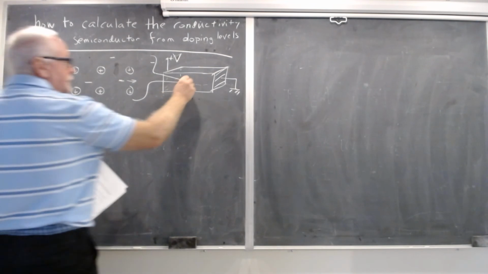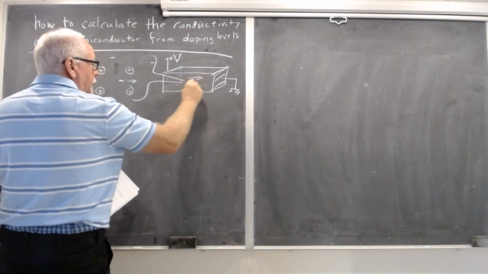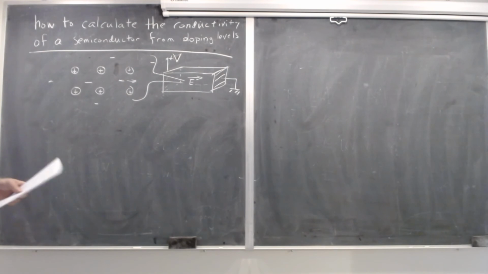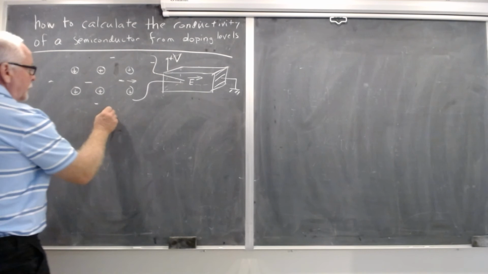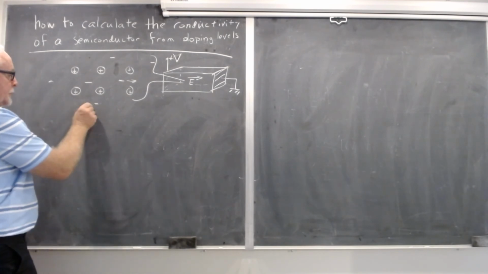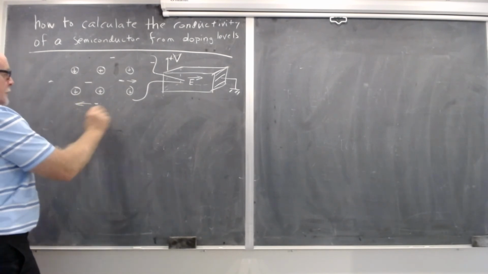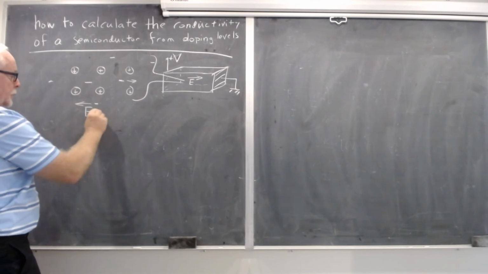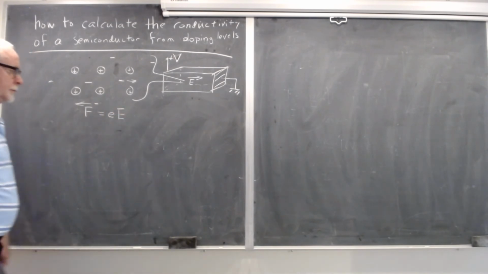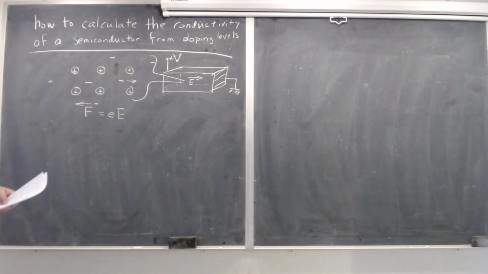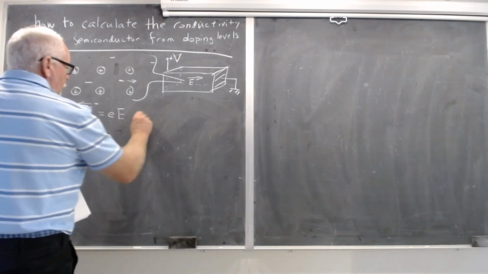And so inside the semiconductor, there's an electric field E. Now, I am assuming when I say the word electric field, you know what I'm talking about. So you've had some modicum of physics here. And then the force, it's in the opposite direction, but the force on that electron is given by the charge of an electron times the electric field. F equals charge times field. And F equals ma.